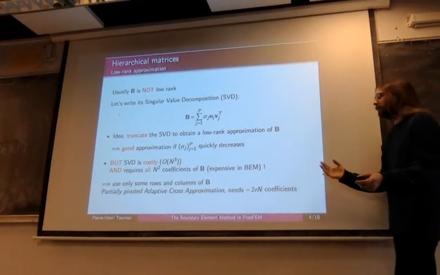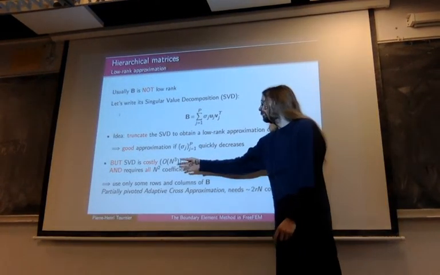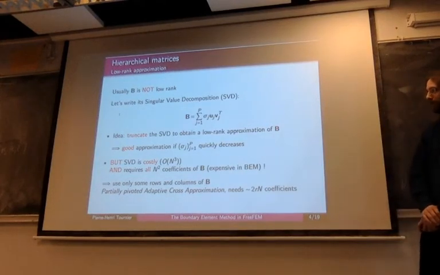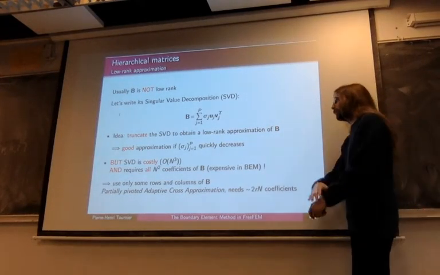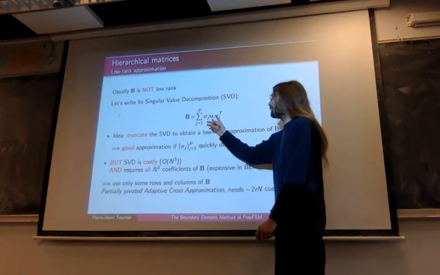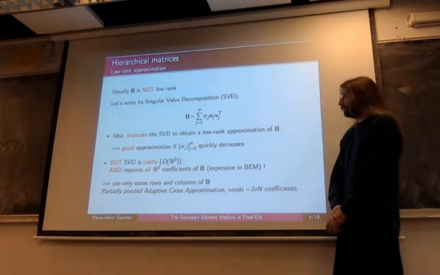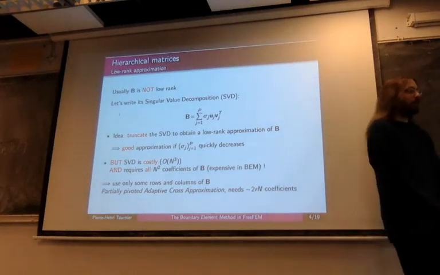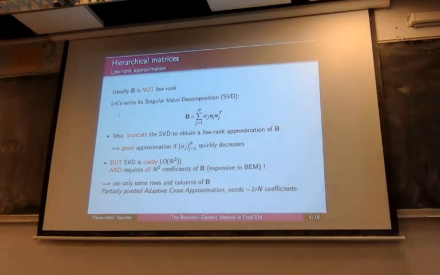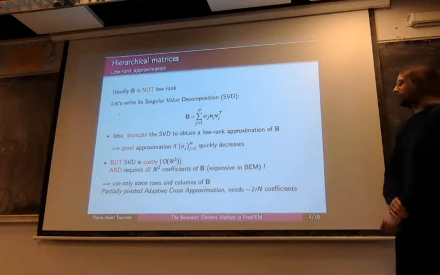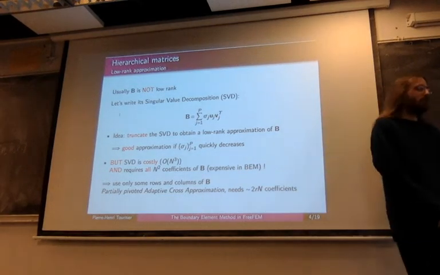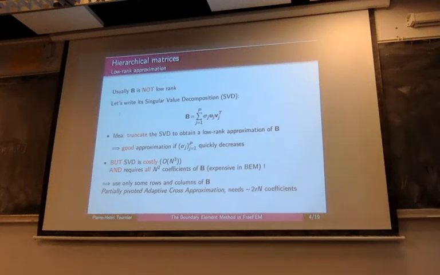Okay, and so the SVD obviously is costly to actually compute, so it's usually order of n cubed, and it requires knowing all the coefficients of the matrix, right? If you want to compute the exact SVD. And as Xavier showed, you have a double integral for computing the coefficients, so this is an expensive part. You don't want to store the whole matrix, and you don't want to compute the whole matrix anymore, because it's expensive.